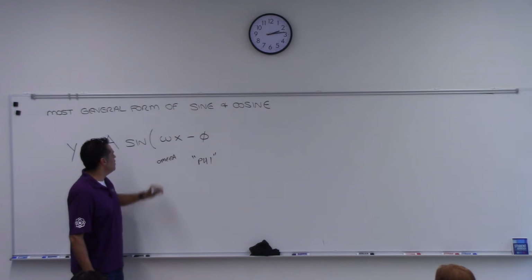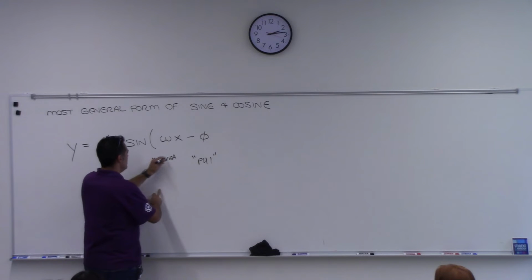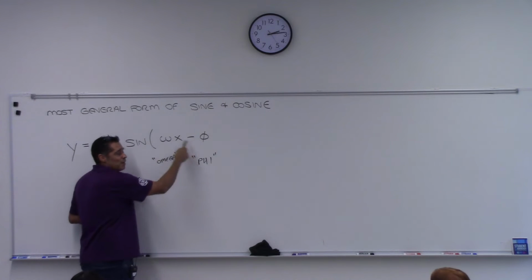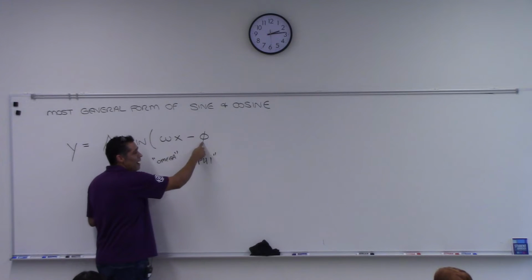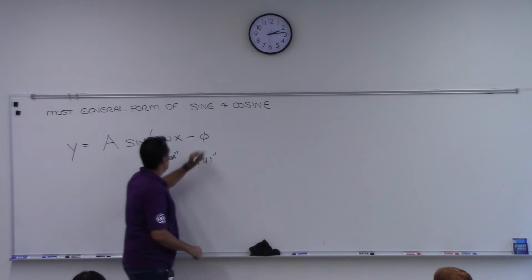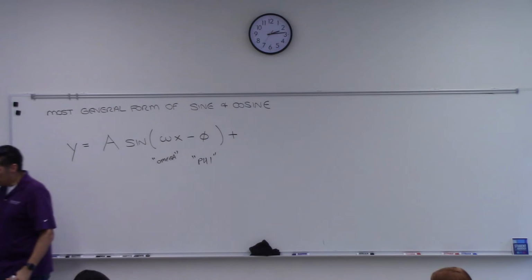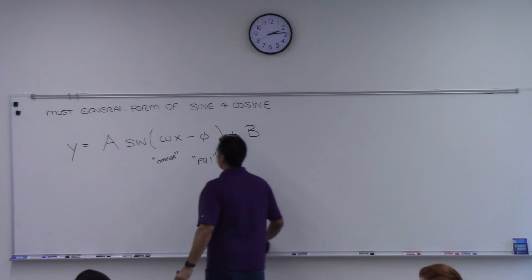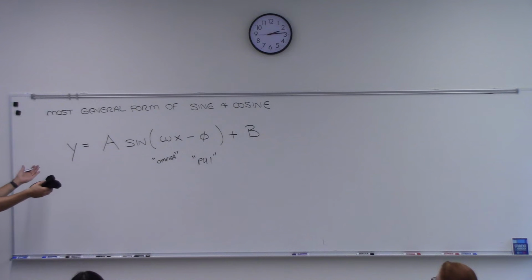We use Greek letters in math just to make people's brains hurt. We could have done A, B, and C if we wanted, but we put omega here for the number in front of x. We put phi here, minus phi, and then finally plus out here, and I don't know why we do this, but we're going to put capital B out here. That is the most general way you could see a sine function.